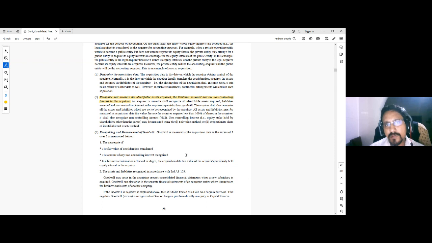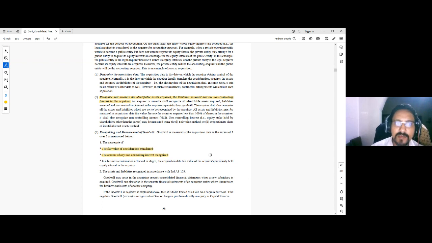Now, the next step is recognizing and measurement of the goodwill. Goodwill is measured at the acquisition date as the excess of 1 over 2. What is 1? 1 is the aggregate of the fair value of consideration transferred and, if you have identified any non-controlling interest, the amount of non-controlling interest recognized. These two taken together will be the aggregate, which we call step number 1. Third, let us omit for now. We will discuss this third point later on. This is relating to bargain purchase.